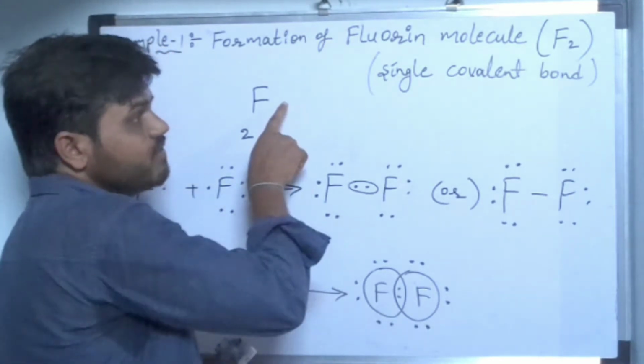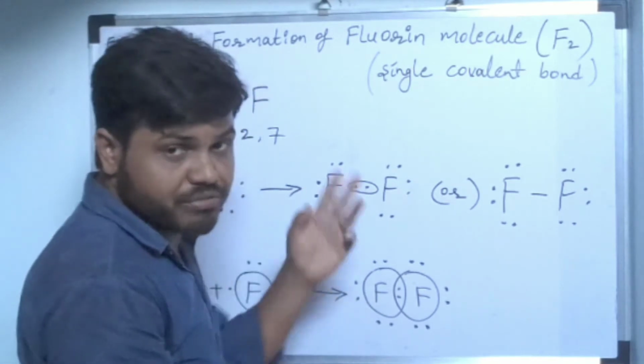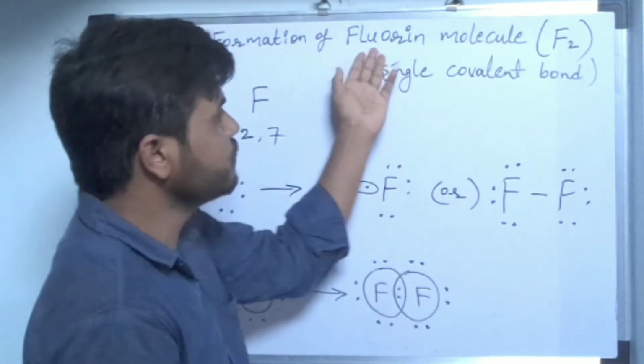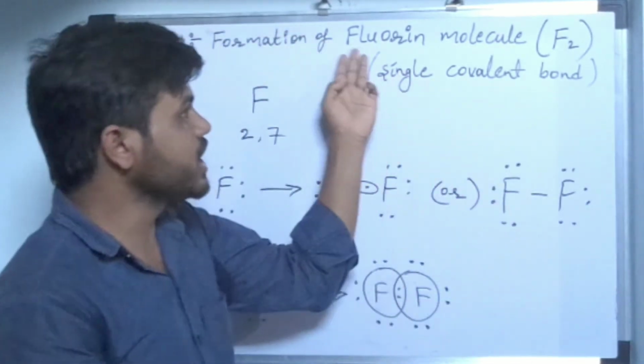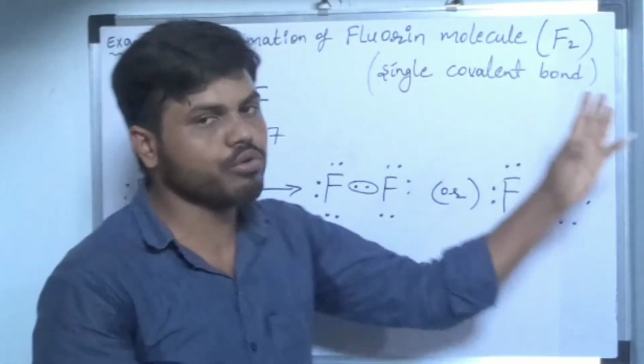Here one pair of electrons is shared between two atoms of fluorine. That's why this fluorine molecule is an example of a single covalent bond.